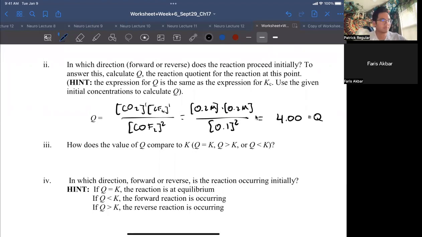All right. So if our K value equals 2.00 and our Q value equals 4.00, well, we have too much product. We have too much product, because remember, it's a ratio of product to reactant. So if you have a higher Q, then you have too much product compared to reactants relative to what the reaction wants, which is at equilibrium.